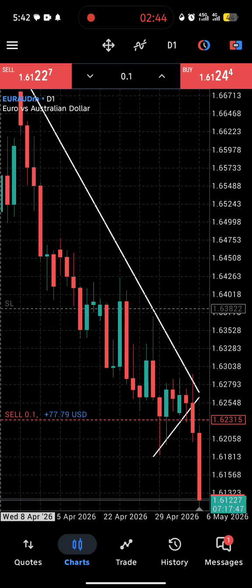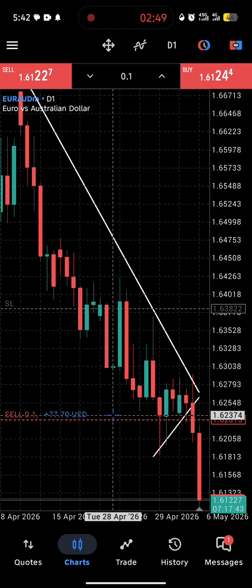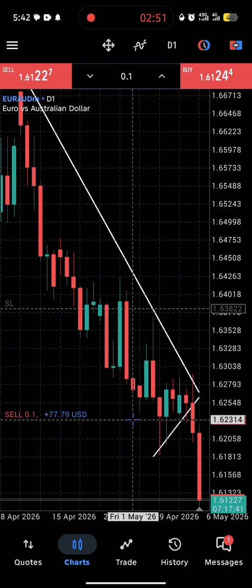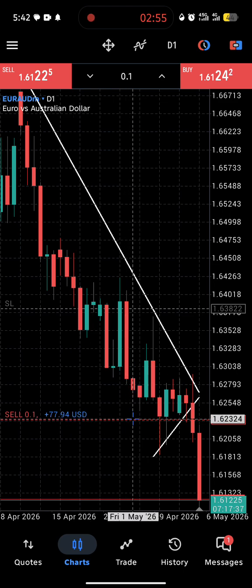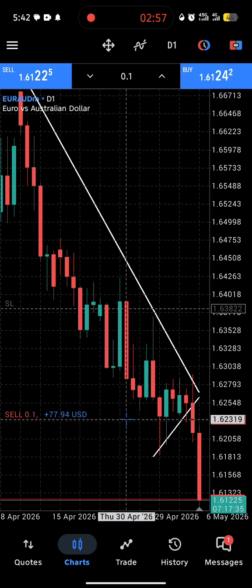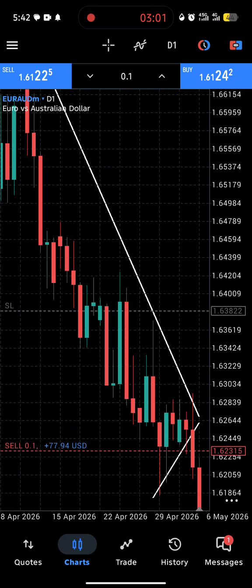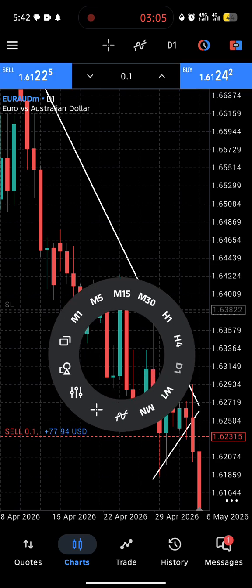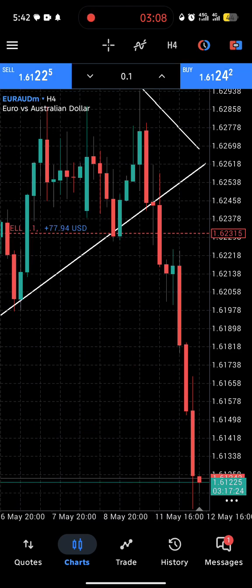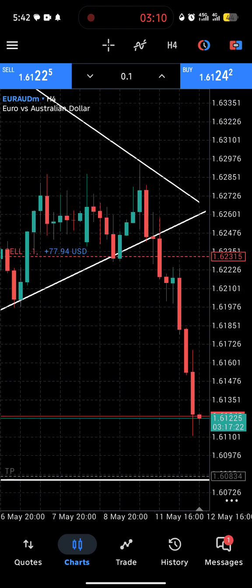On the daily time frame, I see that it broke out totally, and I had already put in my sell stop order, this red line. I placed it so that if this price breaks this level and enters my trap, it will automatically trigger me into the trade. And that is exactly what happened with Euro AUD. So I placed my sell stop there, I was hoping that this would happen, and eventually it happened. That's why I'm now in profit on Euro AUD.